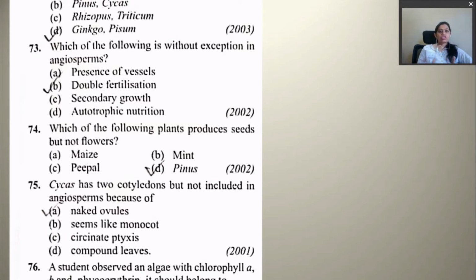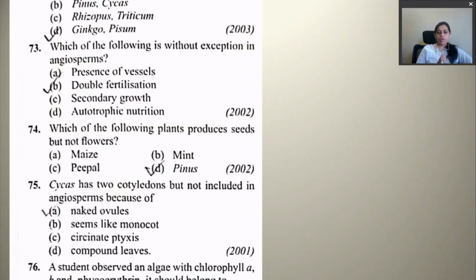Next is, which of the following is without exception in angiosperms? Number 1 is presence of vessels, so it can happen with gymnosperm also. Double fertilization, secondary growth, autotrophic nutrition. So double fertilization is a character which is unique to angiosperm. So this is the right answer.